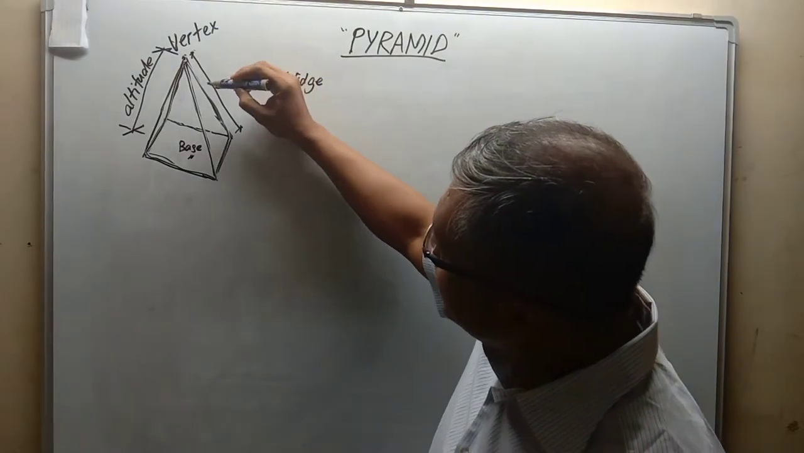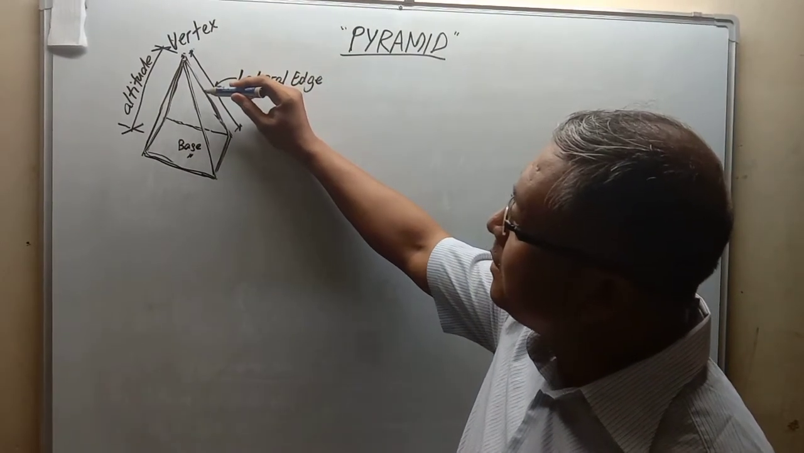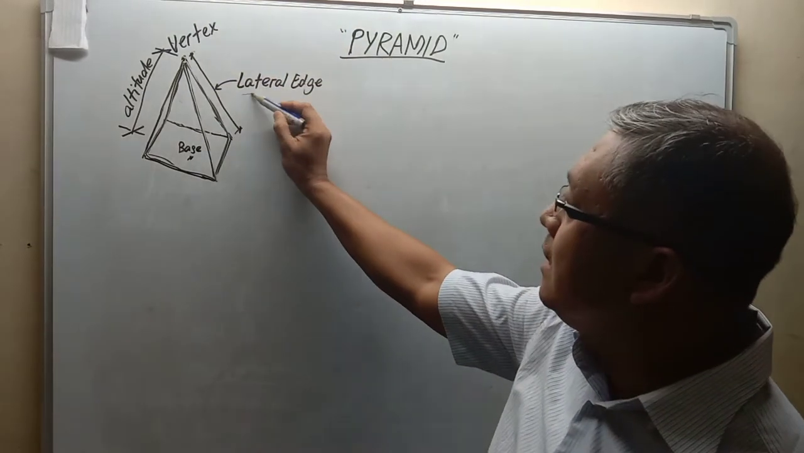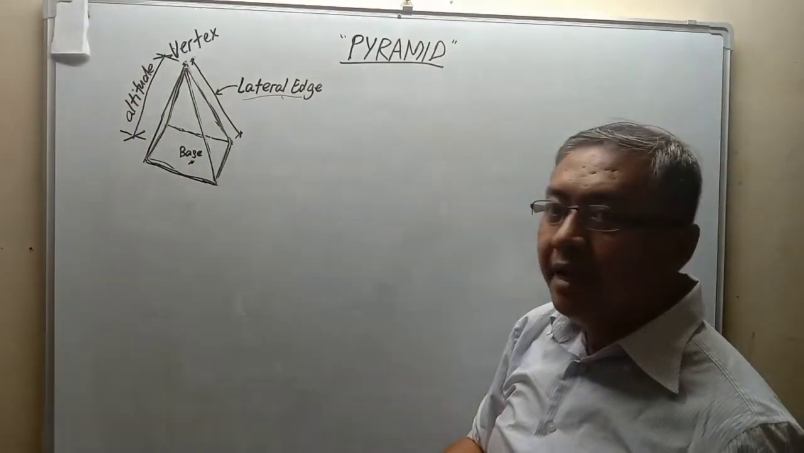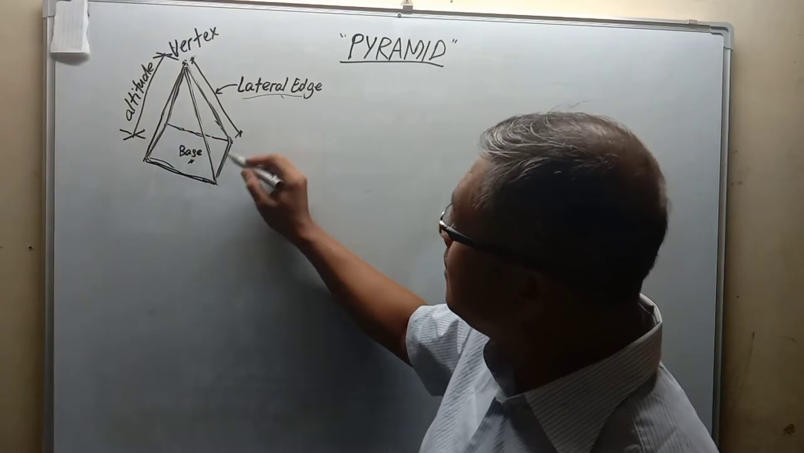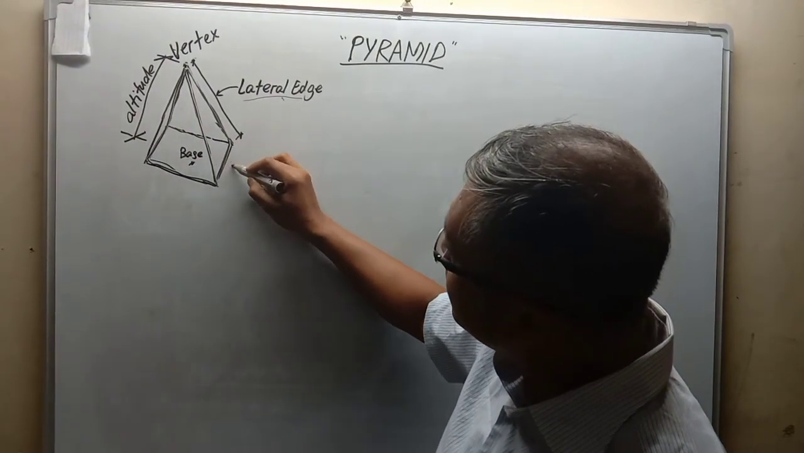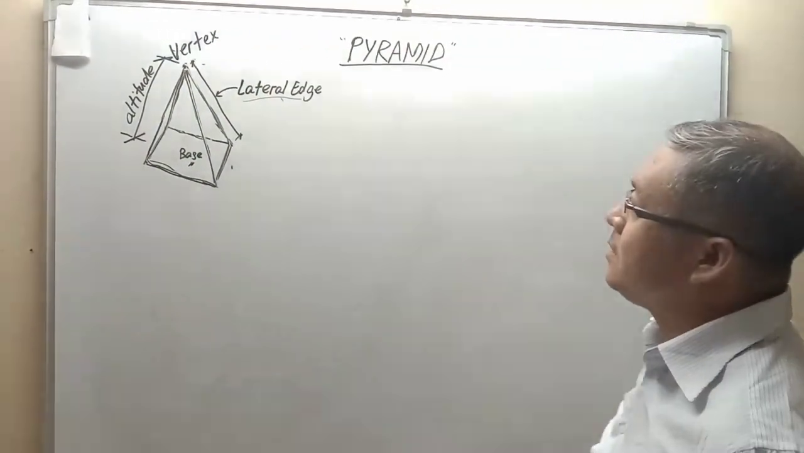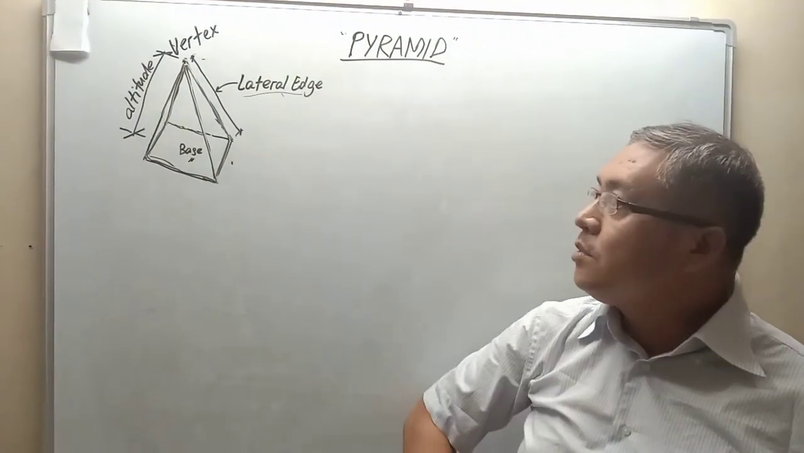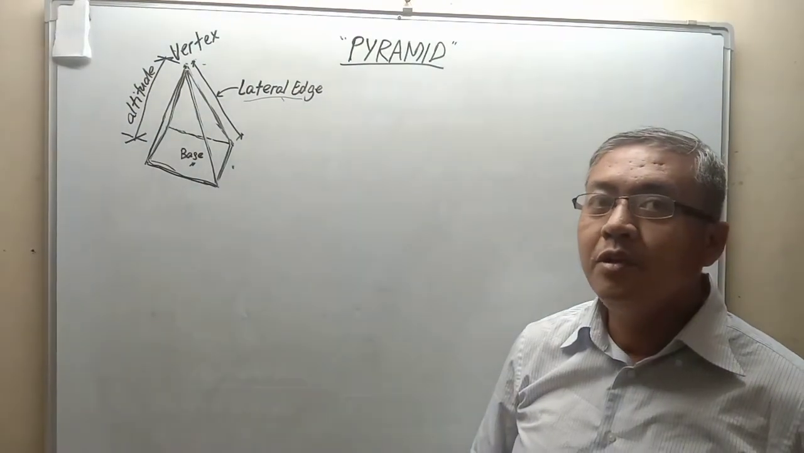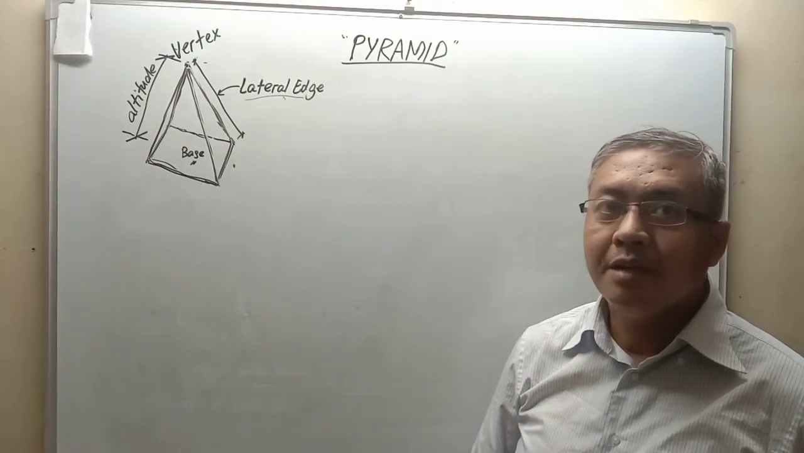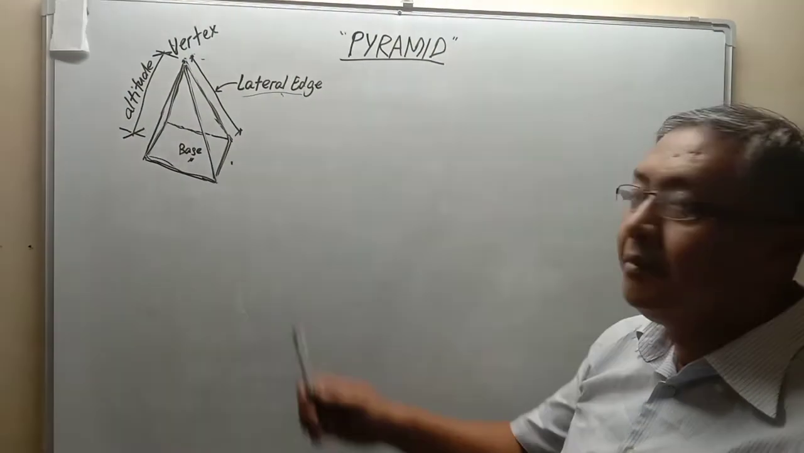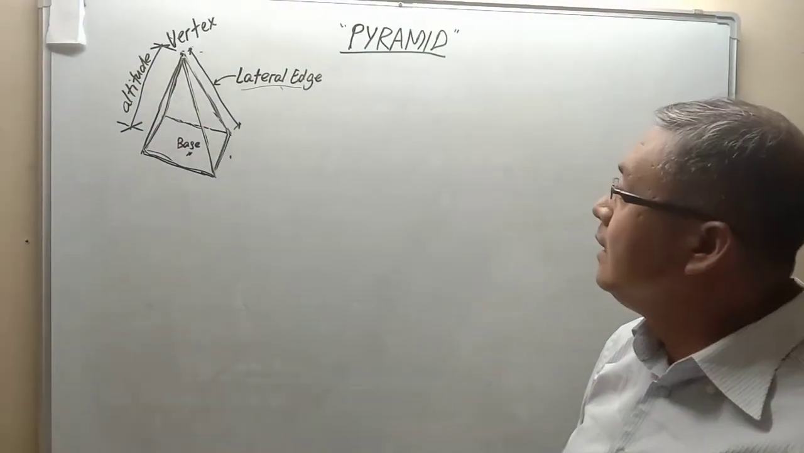And between the two lateral faces, the intersection edge is what we call a lateral edge for the pyramid. And of course, the vertical height between the base and the vertex point, we call it the altitude. Now our objective here is to study how to solve the volume and the lateral surface of a pyramid. So what is the equation for the volume, guys, for this particular pyramid? By the way, I am considering a regular pyramid.